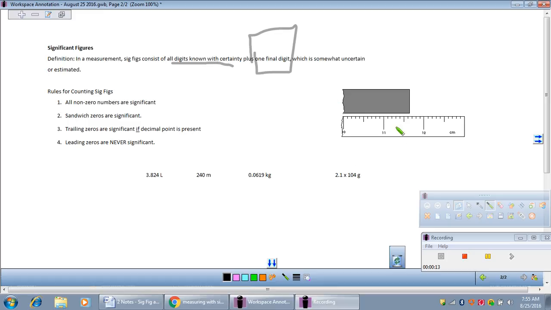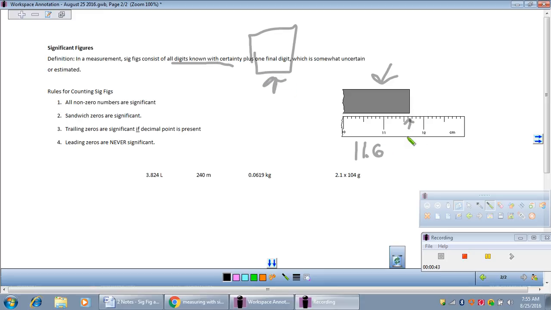Let's take a look at this ruler over here. This ruler is in centimeters. This is the object we are measuring. We know for certain that the object goes past the 11 centimeters. We also know for certain that the object goes past 1, 2, 3, 4, 5, 6, the 0.6 centimeters, but we're not quite sure where it lands between 0.6 and 0.7.